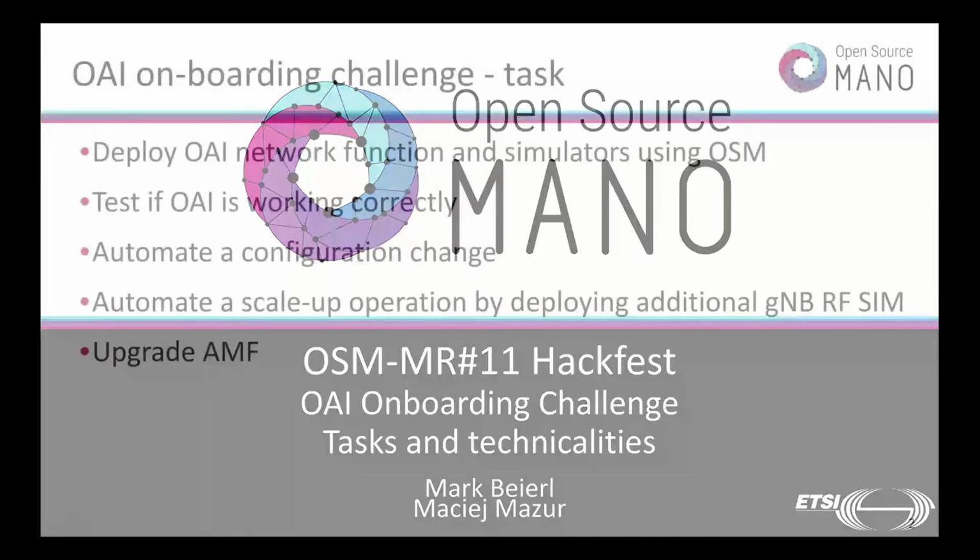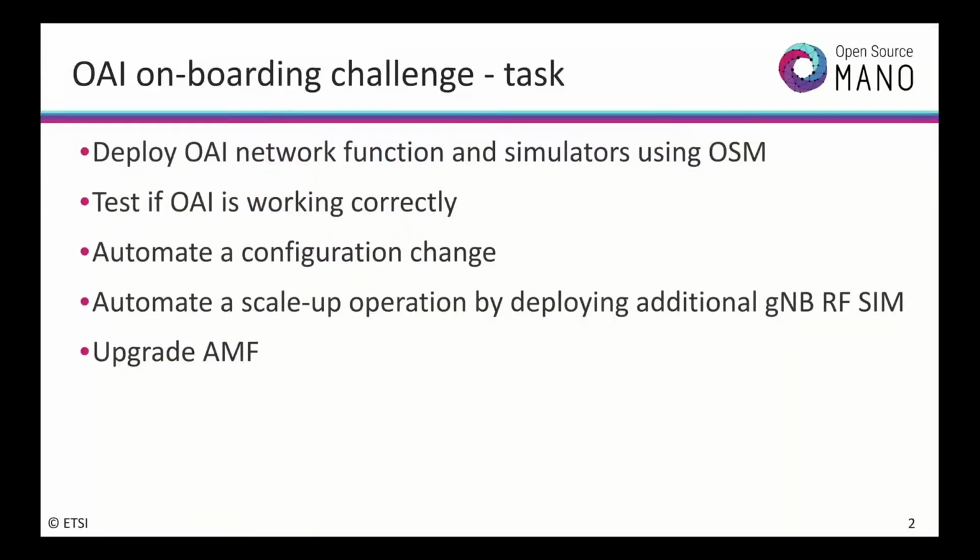So the challenge and the task for the upcoming week is first of all to deploy OAI network functions and the simulators which are used to test it using OSM. We will be focusing on the OAI part, which is the core network, and the radio part will be simulated. With OSM, we'll be writing deployment descriptors and charms and everything that is needed to deploy them. And that's the first part. Then you will be testing if OAI is working correctly, if you manage to set up the connectivity between different network functions, and if you can actually run an end-to-end use case over your network.